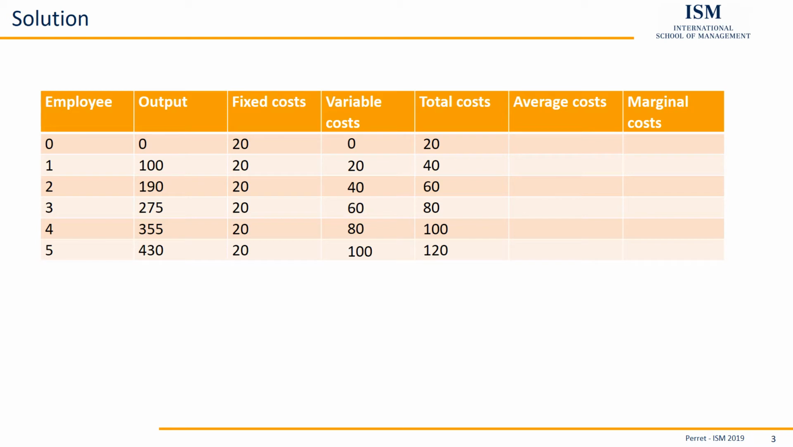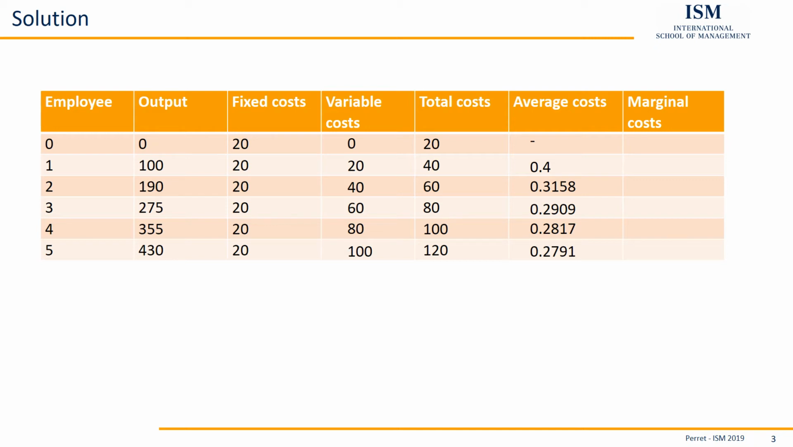The average costs also are not this hard. We simply divide the total cost by the output. Well, we can't divide by 0, so the first we leave blank. Then we have 40 divided by 100, 0.4. Then we have 60 divided by 190, that's this one. 80 divided by 275, 0.2909. 100 divided by 355, it's this one, and finally 120 divided by 430, giving us this one. So that's our average costs.